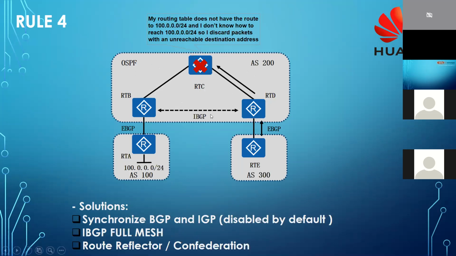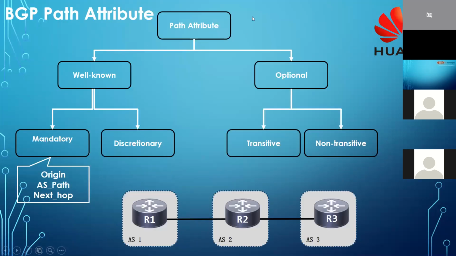Okay, so let's talk about the BGP path attributes. We said that the path attributes are the metric of BGP. There is a ton of path attributes, a lot, and these path attributes are categorized first into two families. We have the well-known attributes and the optional attributes.